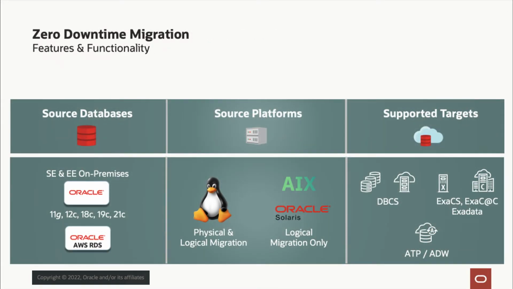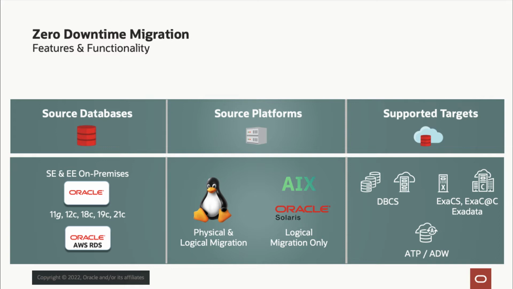Now let's talk a bit about features and functionality for Zero Downtime Migration. From a source perspective, we can migrate Standard Edition and Enterprise Edition databases on premises, 11.2.0.4, 12c, 18c, 19c databases, and also we can migrate databases that are residing in AWS RDS. We have different ways of migrating your databases. It could be a physical workflow, as explained before, and we'll go more in detail soon. Also logical migration for Linux databases.